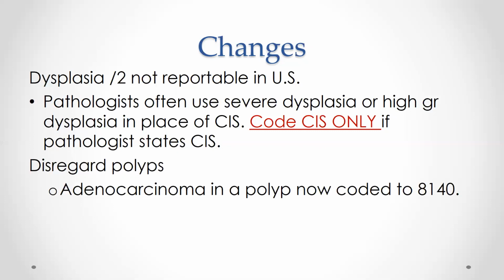I mentioned earlier that we are disregarding polyps when it comes to coding histology, and all of those now will be coded to 8140 if it's an adenocarcinoma in a polyp.